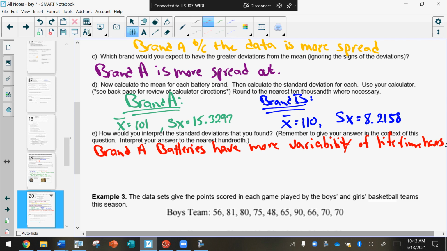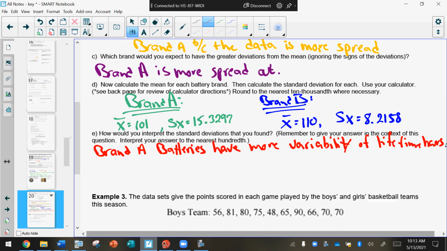Okay, that's kind of the idea behind the standard deviation: to tell you the spread of the scores, to tell you whether it's likely to happen or not likely to happen based on how far those data points are away from the mean. So because brand A has a higher standard deviation, that means less consistency as far as how long the batteries last, because the data shows battery life hours that are more spread out.